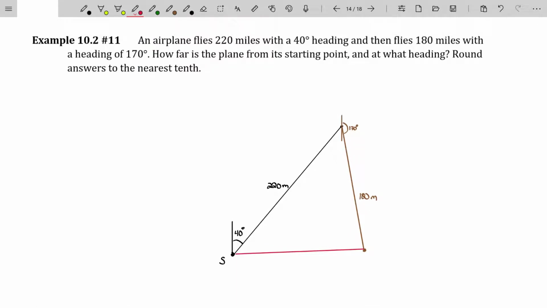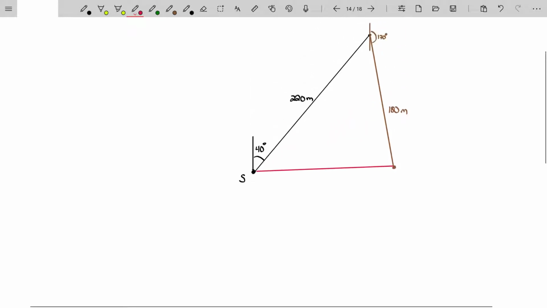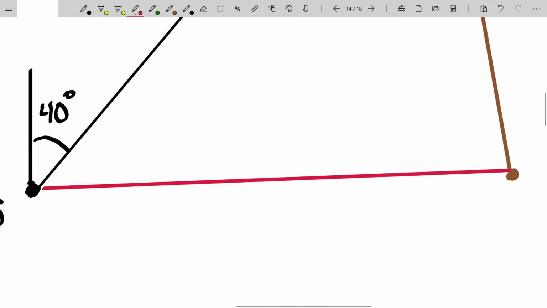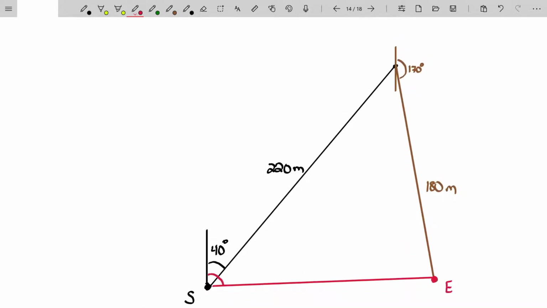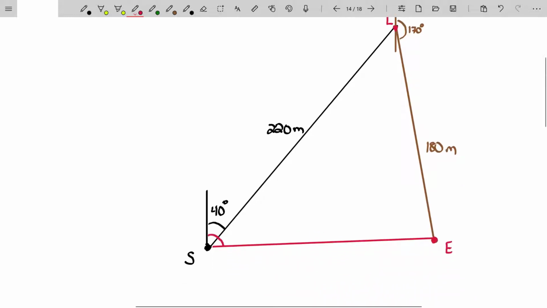How far is the plane from its starting point, and at what heading from its starting point, I think is really what it means. So I want to not only know what this red distance is, but I want to know what the heading is from the starting point to where the plane is at the end here. I'll call that E for end, start to end. And we'll call this point up here L for layover. Okay, so we've drawn this out as accurately as we can.